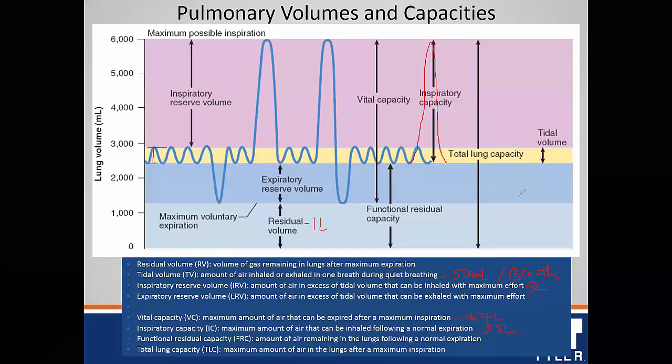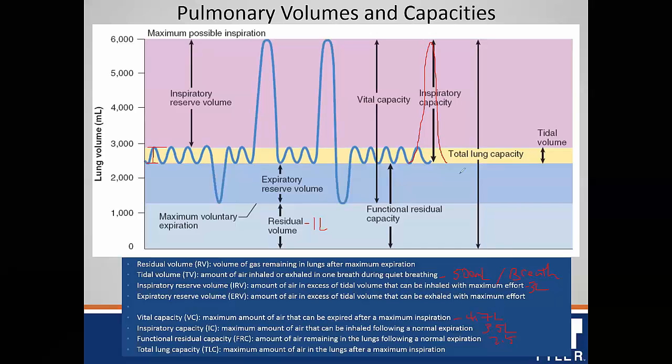Our functional residual capacity is the amount of air remaining in the lungs following a normal expiration. You can see that here, and we can calculate that by adding our residual volume and our expiratory reserve volume. So after a normal breath, what is our volume left in the lungs? That's our functional residual capacity, about 2.5 liters.